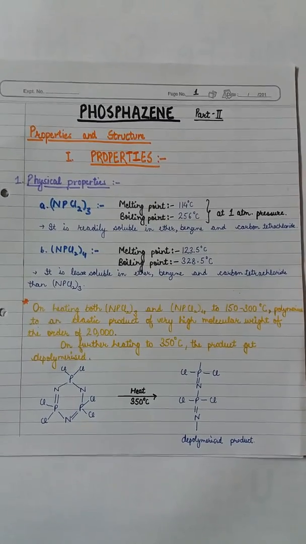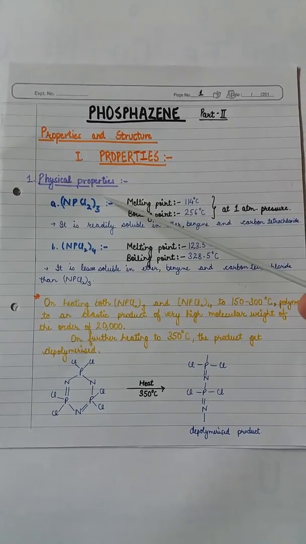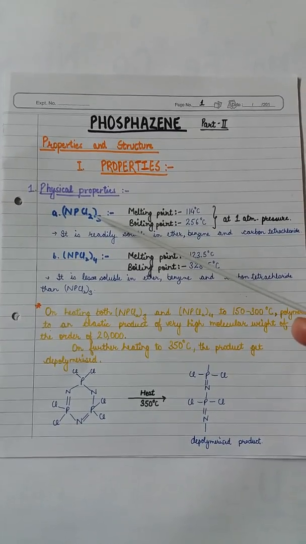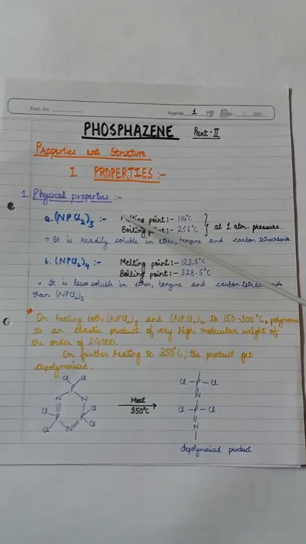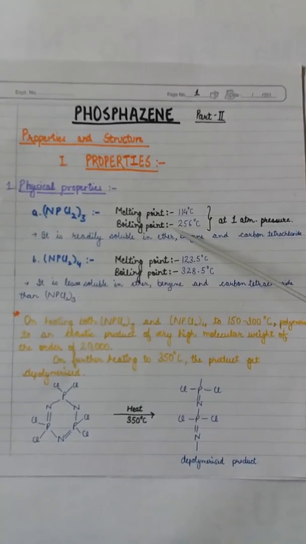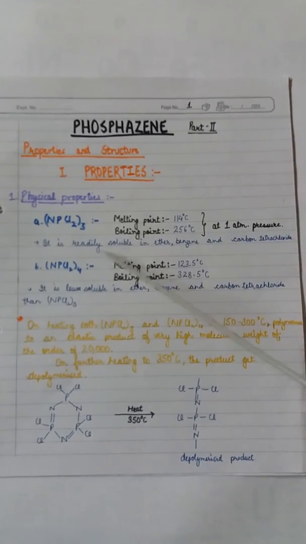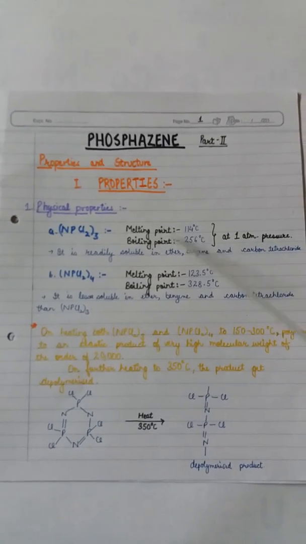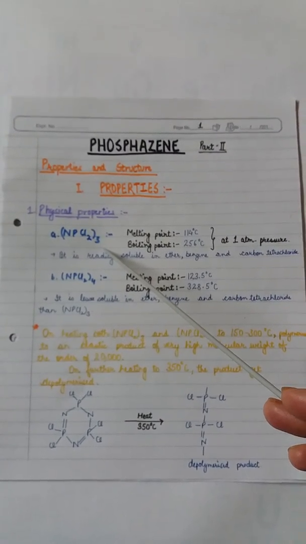So firstly, I'll be discussing the properties of phosphazenes. The first property is the physical properties. Physically, (NPCl2)3, which is tricyclophosphonitrile chloride, has a melting point of 114 degrees centigrade and a boiling point of 256 degrees centigrade at 1 atmospheric pressure, and it is readily soluble in ether, benzene, and carbon tetrachloride. These are the physical properties of this type of cyclic phosphazene.